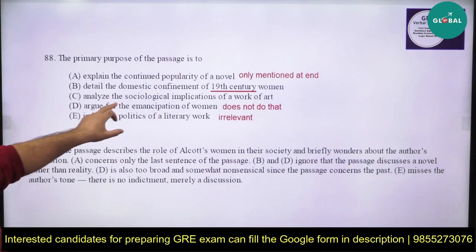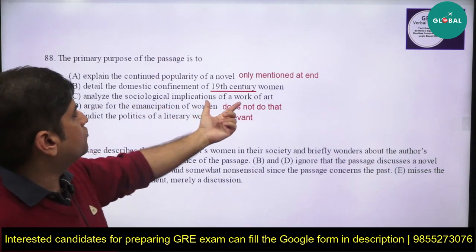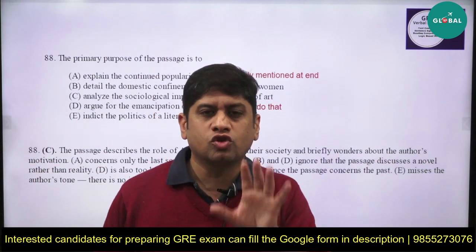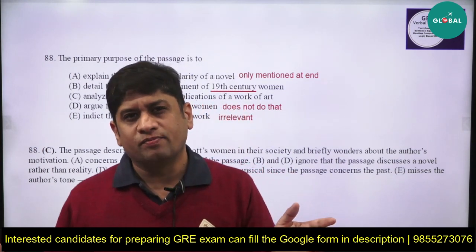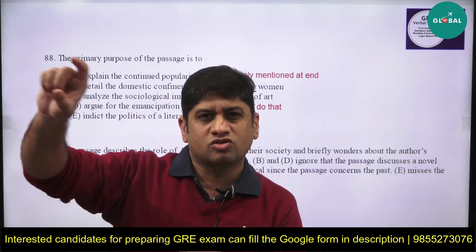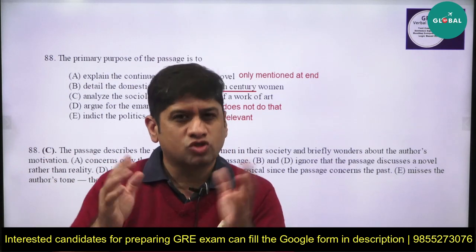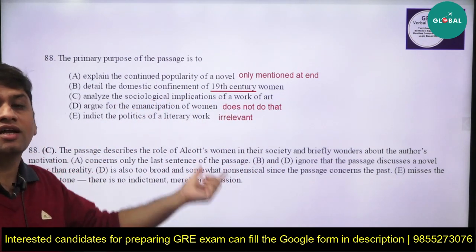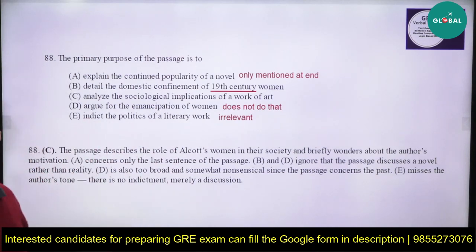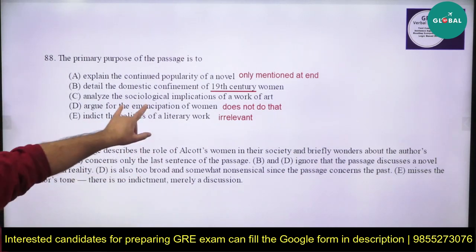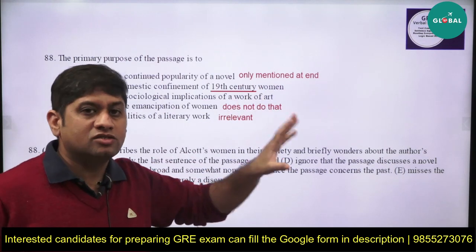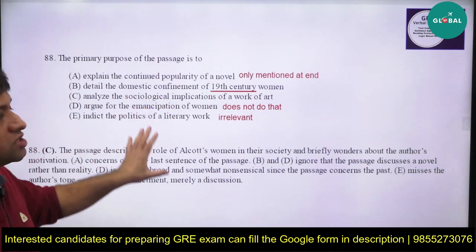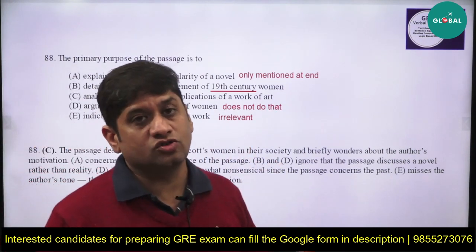And now, analyze the sociological implication of a work of art. That means art is the novel that has been written. Sociological means you are talking about the society. So in every paragraph you are talking about society, family, something. Sociology is all about that. So sociological implication is something which is there in all the paragraphs of the passage. And work of art means the novel he has written. So that is true. He is talking about that. So this is the most holistic, and hence this is the answer choice.